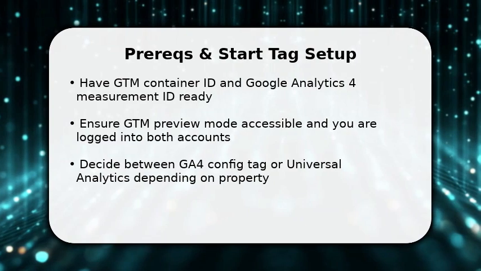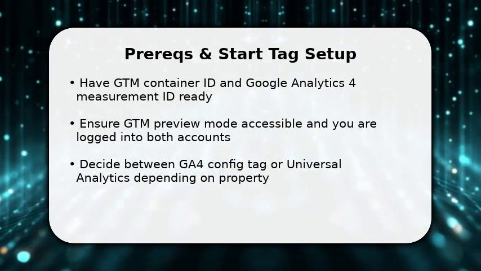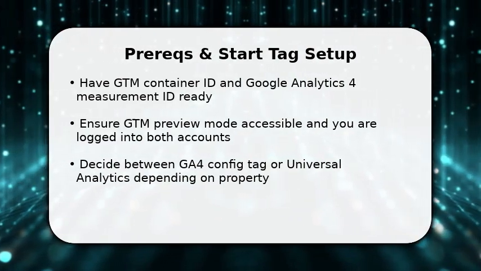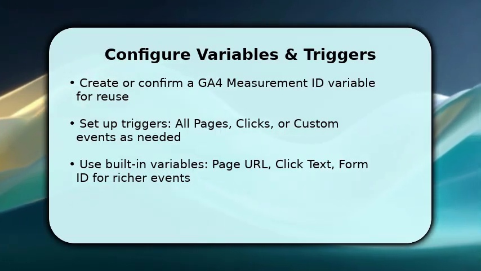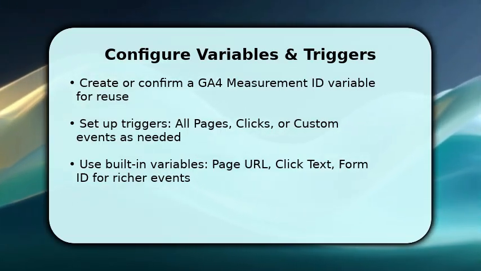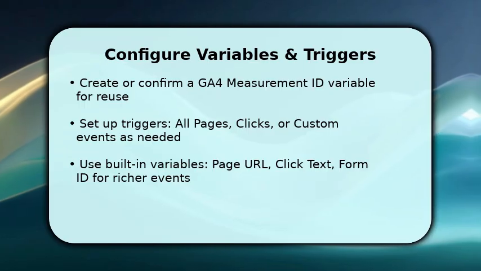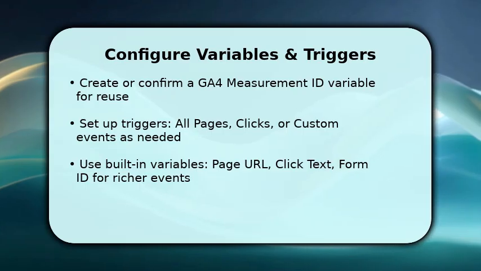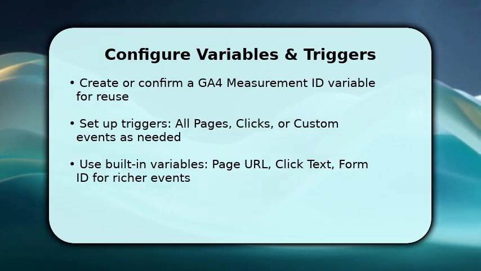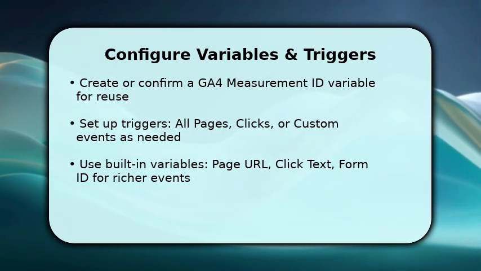This ensures data collection starts correctly and makes troubleshooting simpler later. Once your basic tag exists, create a variable for the GA4 measurement ID to avoid repeating it. Next, build event tags for clicks or form submissions. Tag, new, GA4 event, reference the measurement ID variable, and name the event logically.